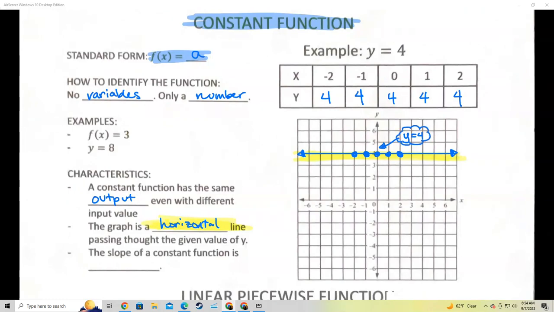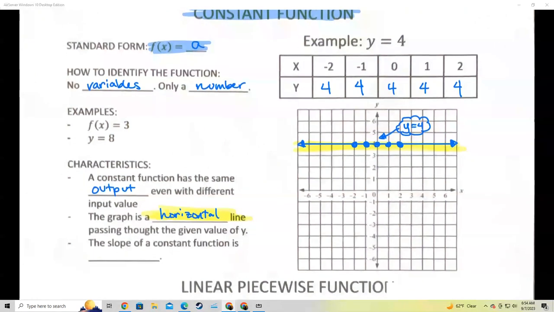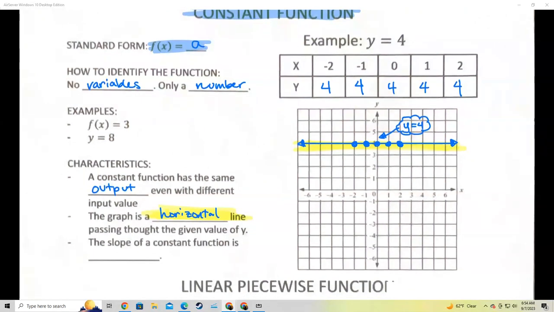So if your example would have said y equals negative 1, you would have gotten the exact same graph. It's just that on your y-axis, here's negative 1. You would have gotten a graph that looks like that, okay? And then the slope of the constant function is 0. There's a reason for that.